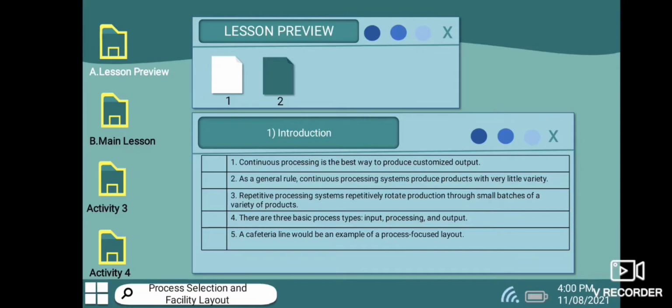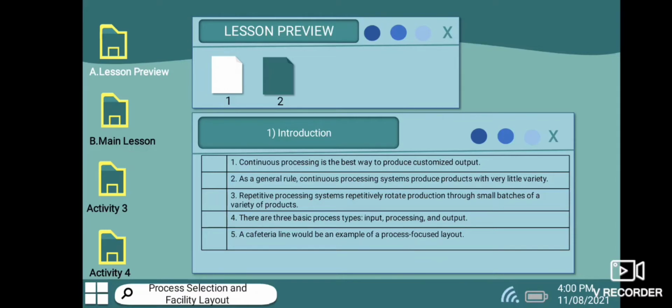Number 3. Repetitive processing systems repetitively rotate production through small batches of a variety of products. Is it a yes or no? It's a no. Repetitive processing systems usually produce high volumes of standardized goods or services.